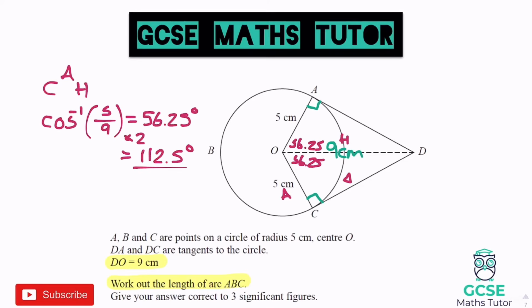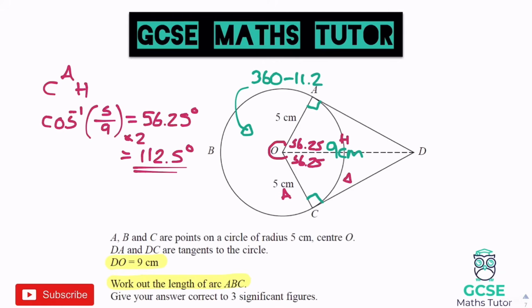Now that's completely up to you whether we work out the length of the small arc and take it away from the full one. I actually think just looking at this, it's probably easier now for me to just work out this reflex angle here. So let's take that away from 360 and get the size of that angle just there. There we go. So 360, take away 112.5.